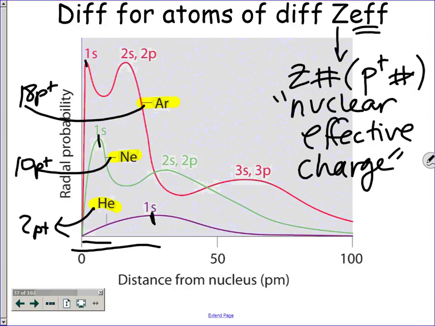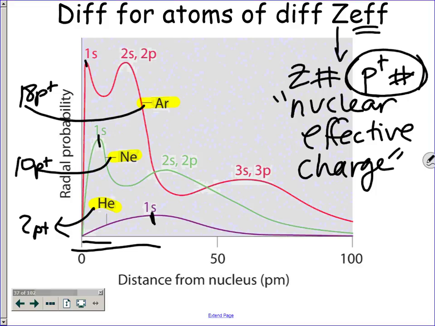And the higher charged your nucleus is, meaning the more protons, the better it is at effectively attracting its first energy level. Opposites attract, right? So even though argon is one of the bigger ones, it's going to have a smaller cloud. Only its first energy level.